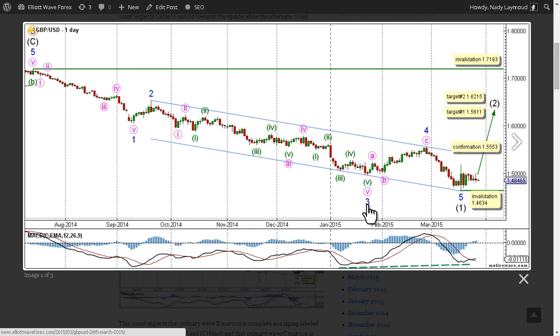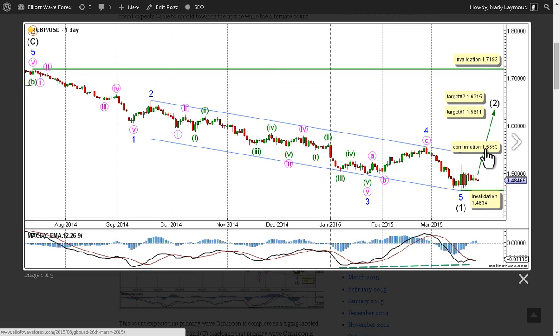After the completion of wave 3 blue, wave 4 blue unfolded toward the upside as a zigzag labeled A, B, and C pink, and after the completion of wave 4 blue, it's expected that wave 5 blue is complete and in the process completing intermediate wave 1 block. It's expected that intermediate wave 2 block has started unfolding toward the upside and that intermediate wave 2 block is at its very early stages.